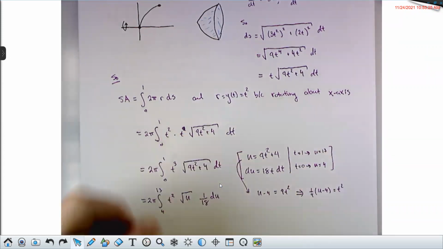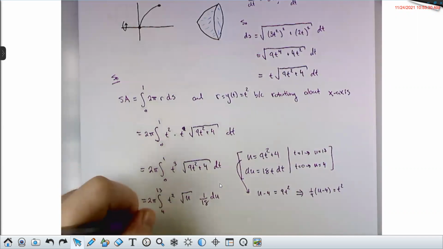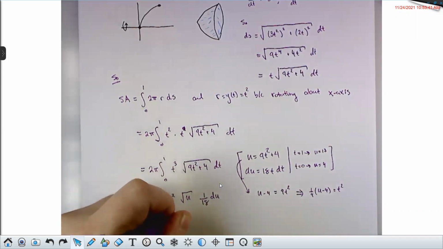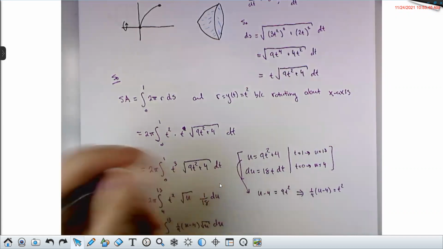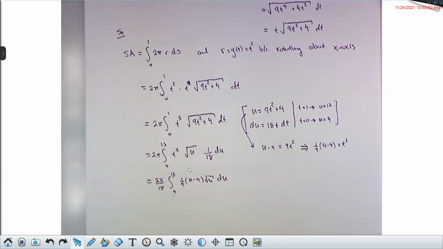So we're going to get away with this. This is nice. I have 2 pi over 18 integral 4 to 13 of 1/9 (u minus 4) times the square root of u du. Trig sub would work here too. It's just a pain. This is a little more slick. The 1/9 can come out. Let's see, 2 over 18, that's 1/9. So this is 1 over 81, or pi over 81.